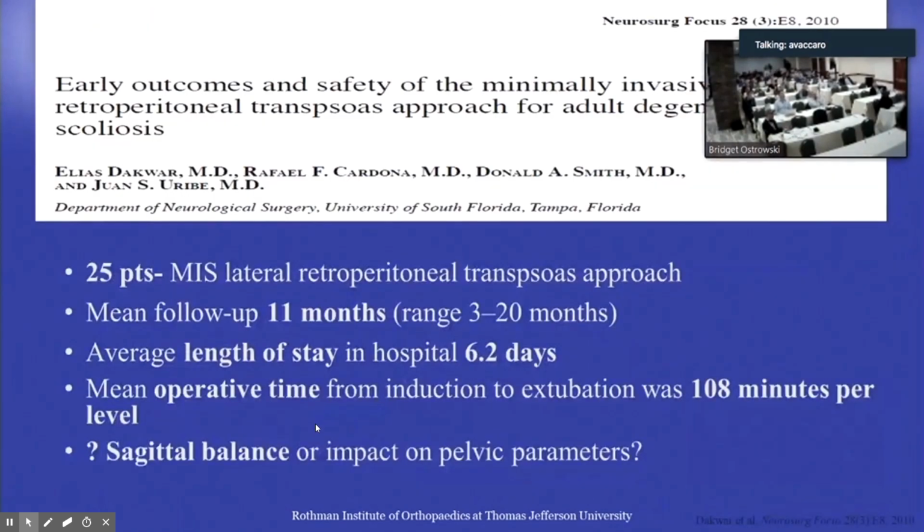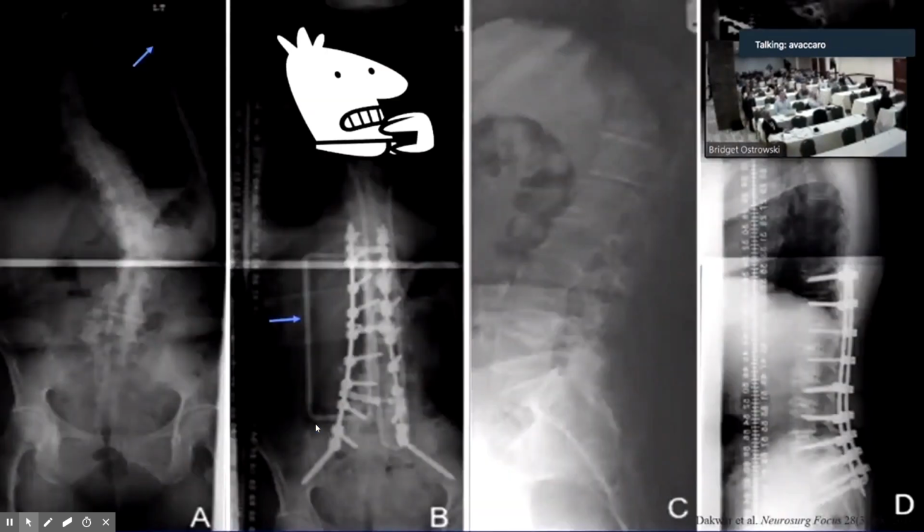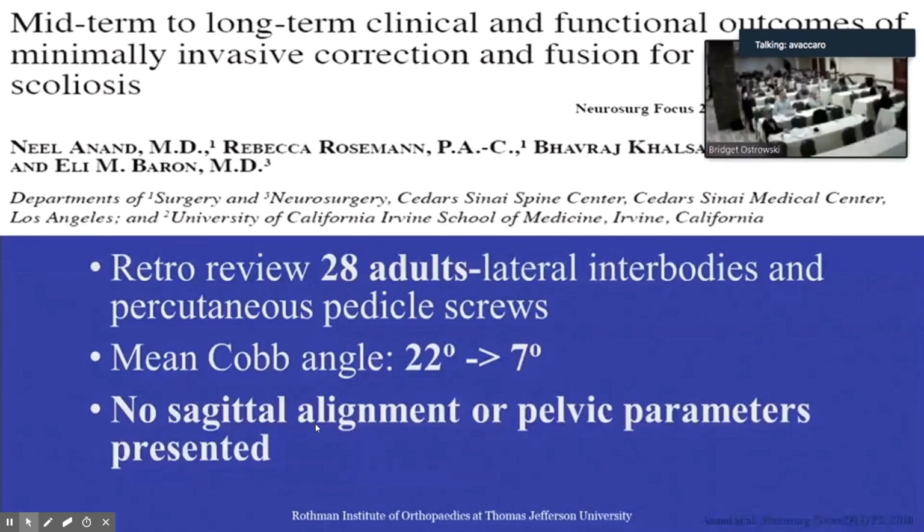And then you look at Juan Uribe's paper. Juan may be in the audience. And again, this is 2010, 25 patients, 11-month follow-up, 6.2 days in the hospital, an hour and a half per level, didn't discuss sagittal plane deformities. And again, if you look at the x-rays in the paper, remember, I write papers for a living. I take the best case I have and I publish them. These are the best examples that Juan placed in his paper. These are not very, very good pictures that you'd want to have your patients come out with.